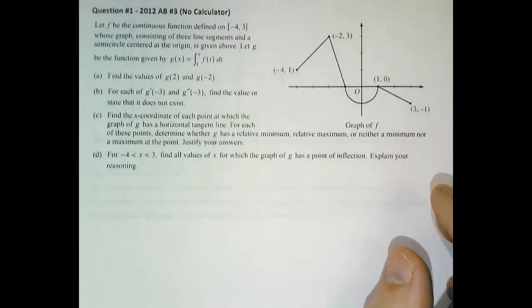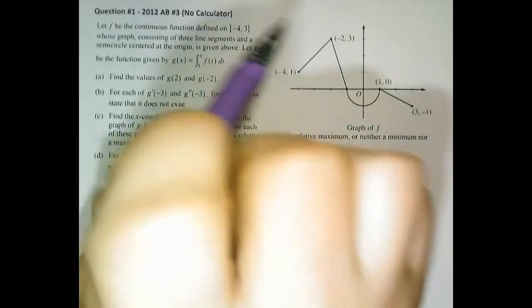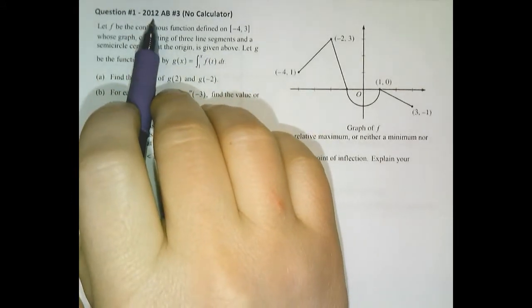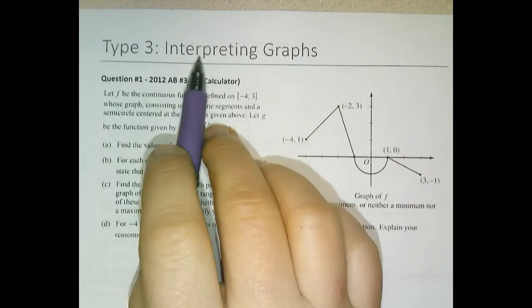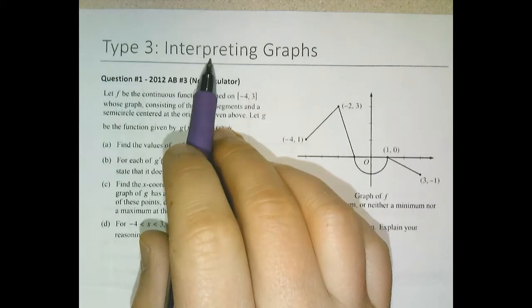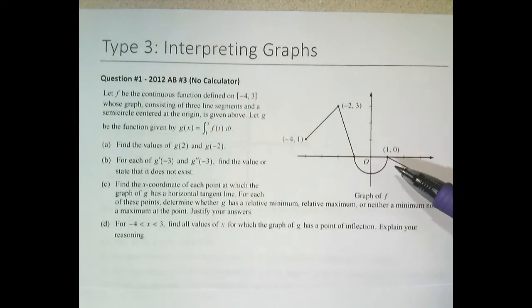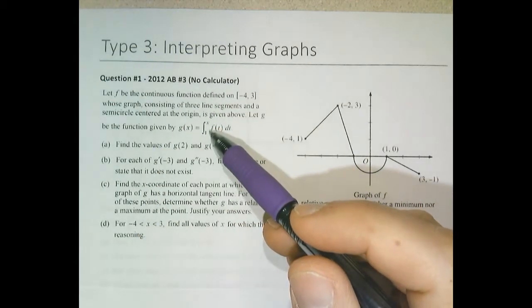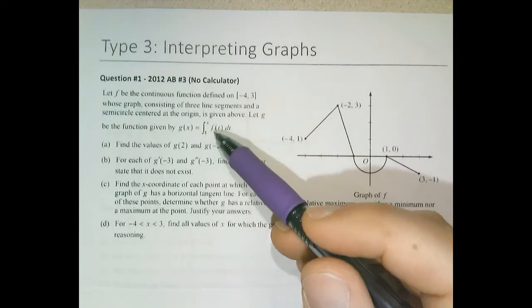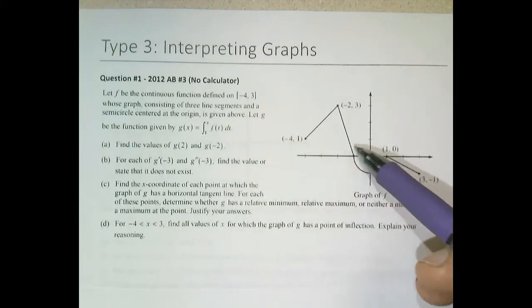Today we will be focusing on question number 3 from the 2012 exam. I classify this as a type 3 question because we're interpreting graphs, and in this case we have an integral defined function. So g of x is the integral from 1 to x of the graph to the right.